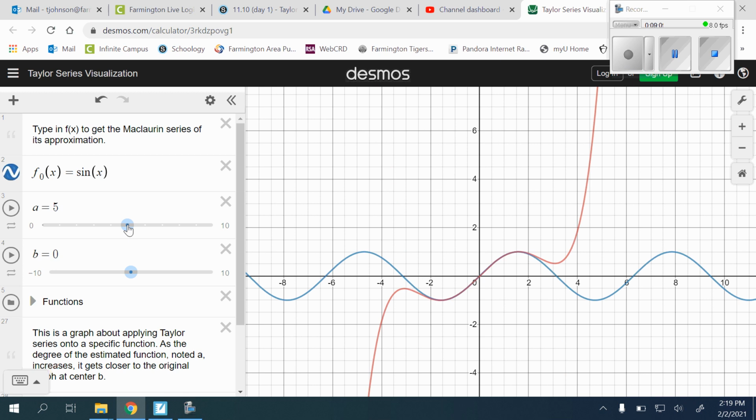Okay, see how it's approximating the blue line more? No change. Here we're going to see a change again. Yep, starting to look more like it. No change. Here's another change. So you can see that red graph, the approximation, starts looking more and more like the graph of sine. And if you did this out to infinity, it would match the blue curve.